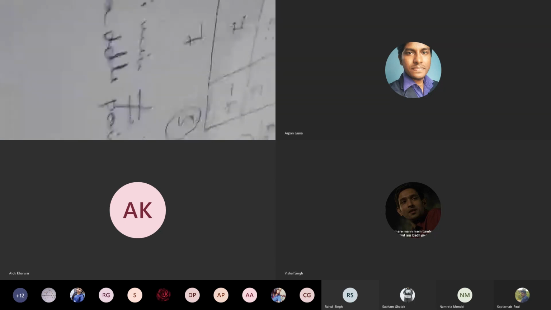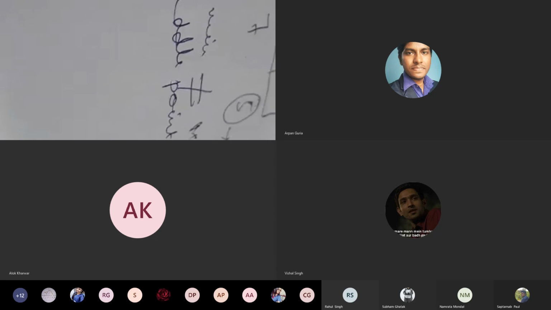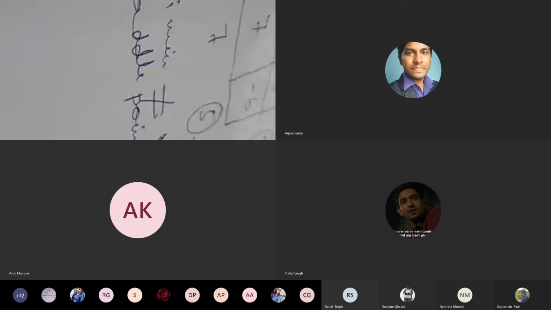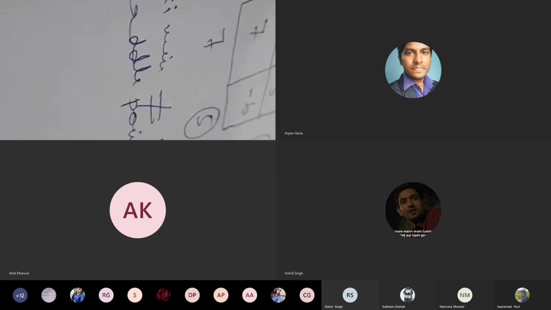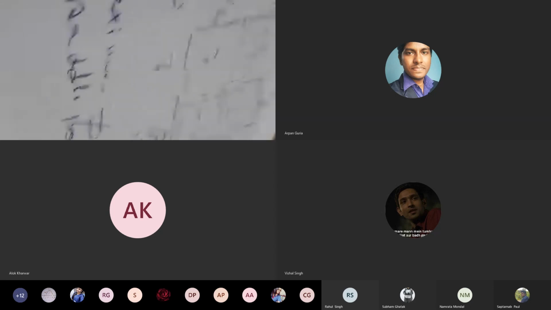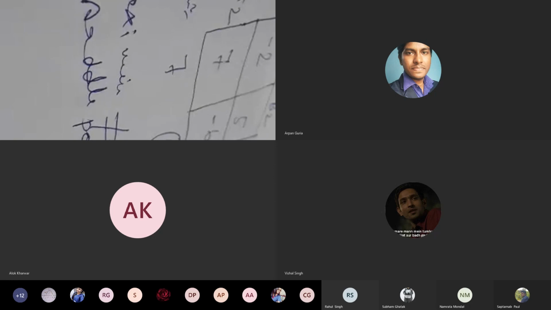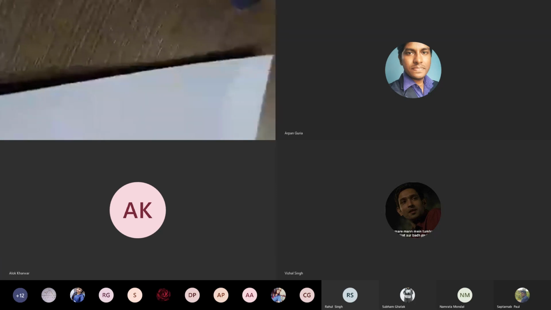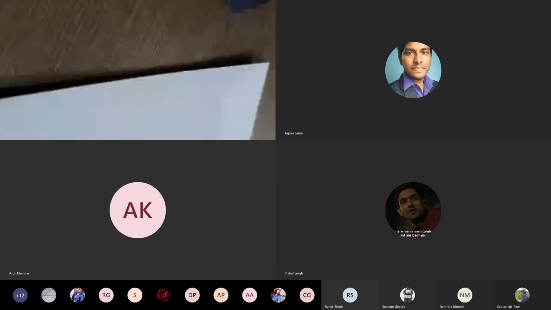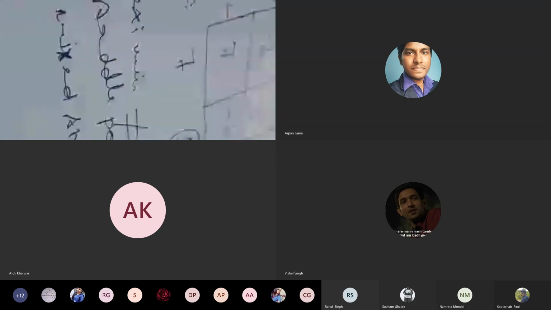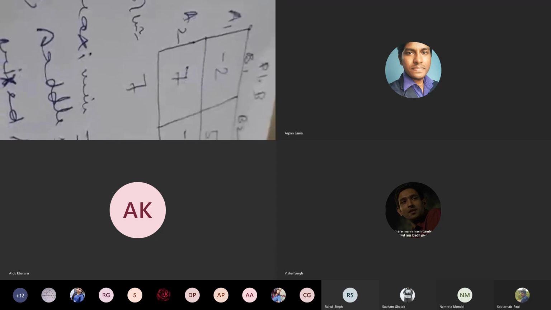So this is the first part: you need to check whether a saddle point is there or not. You are not getting a saddle point. Since you are not getting a saddle point, you need to follow the mixed strategy. You will not have any problem following the mixed strategy, because this game is represented in a 2 by 2 matrix. Therefore the mixed strategy will be followed.